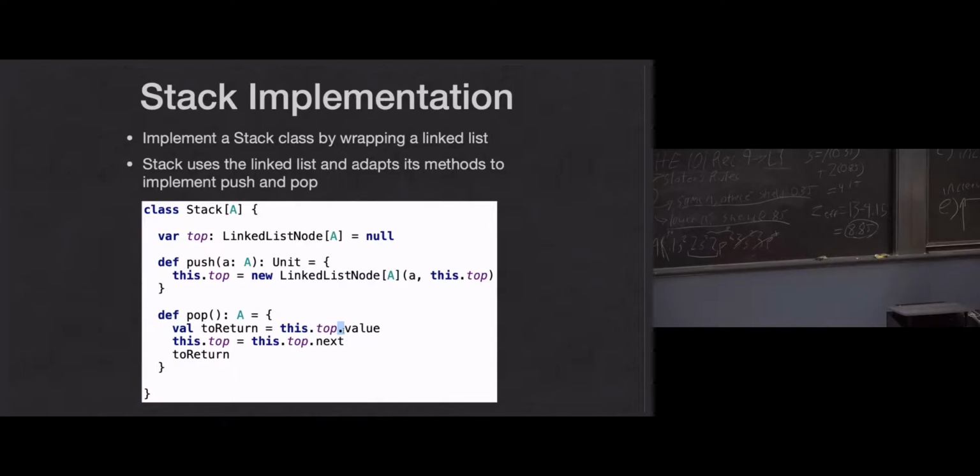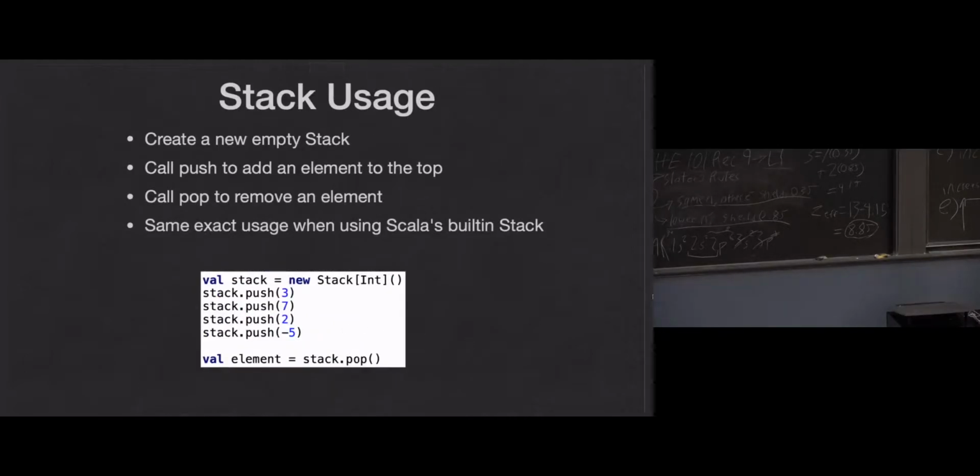But yeah, this implementation, popping from an empty stack, null pointer exception. Our usage of a stack, we're going to call push and pop. So we have a new stack of the type parameter. I'm going to push 3, 7, 2, negative 5. So at this point, the stack is 3, 7, 2, negative 5. And we're going to pop negative 5 off of the stack. So the resulting stack is going to be 3, 7, 2. And negative 5 was popped off, and element will be negative 5.